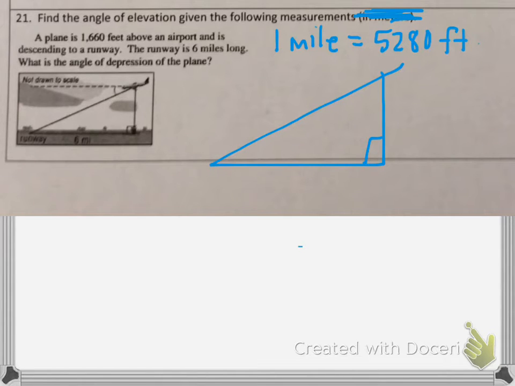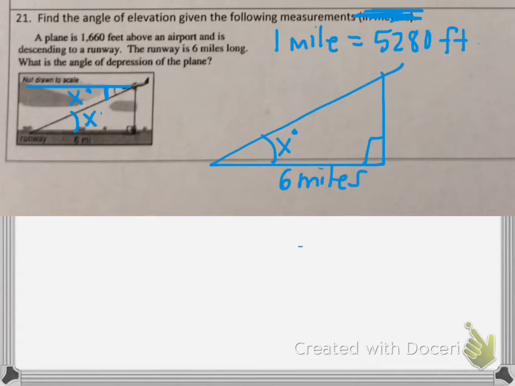Right now, I know that the horizontal distance is 6 miles. We're trying to figure out the angle of depression. So if I look back at the picture, here's our angle of depression, x. And since I want to fit it inside the right triangle that I wrote, I'm going to use alternate interior angles. So this angle here would be my angle of depression also, equal to the angle of elevation, because they're alternate interior angles. So that's what I'm trying to find.